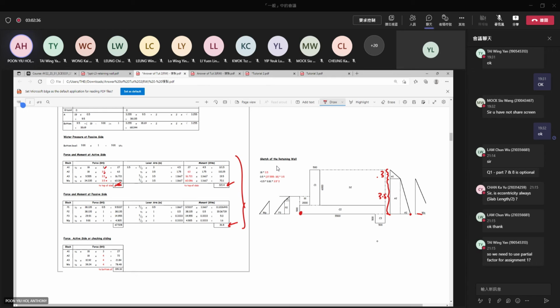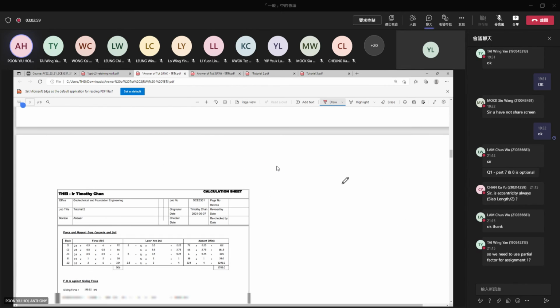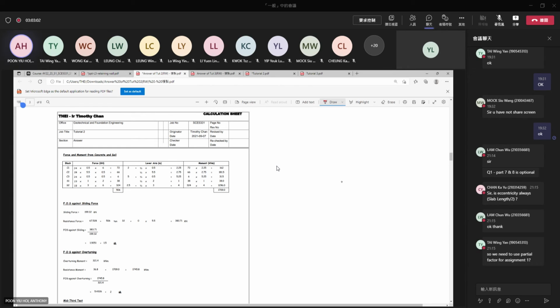But for checking for sliding, remember that we extend this to the bottom. So that's why it takes 4 meters. Okay, so for checking overturning, then this is the weight of the concrete, and this is the resisting moment from the concrete and the soil.